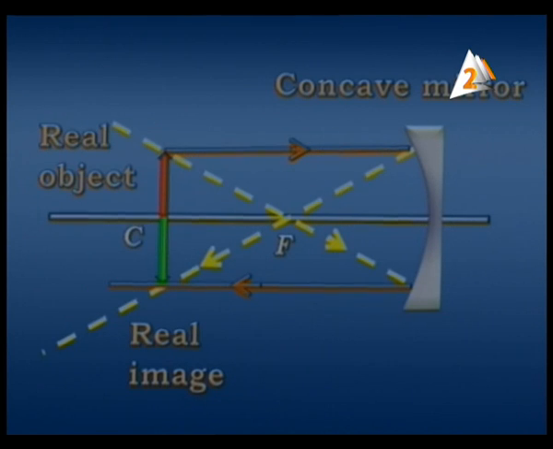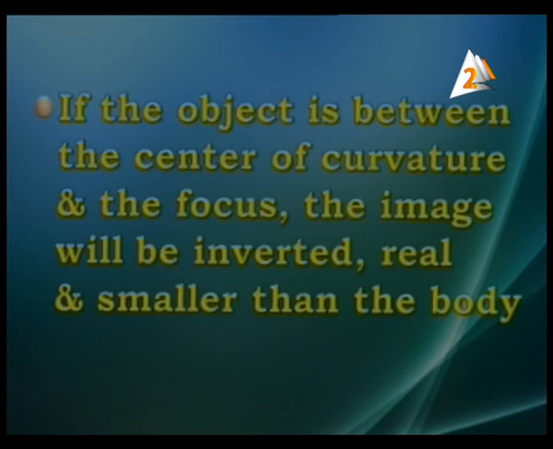What about the other one? If the object is between the center of curvature and the focus, it is another one shown by drawing. It's between these two points. So the image will be inverted, real, and smaller than the body. Let's go to see this figure here. To see this figure, you must know the object is between two main points, C and F. How can I do that? As a beginning, I must draw this line.